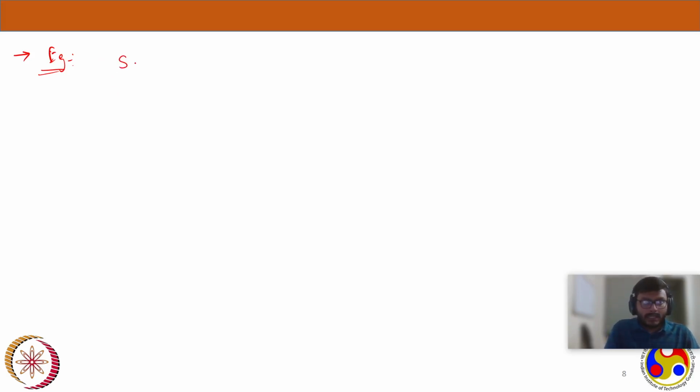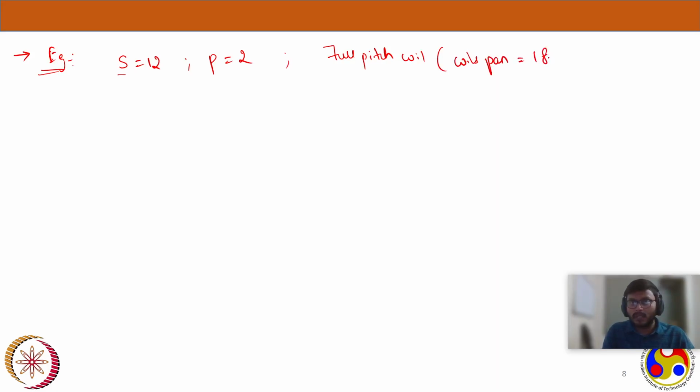Now let's say I have 12 slots and a two pole machine. S denotes the slots and P denotes the poles. Two pole machine and 12 slots. Also, I have a full pitch coil now; let's not make it complicated. That means my coil span, how much is the coil span in full pitch? It is 180 degrees.